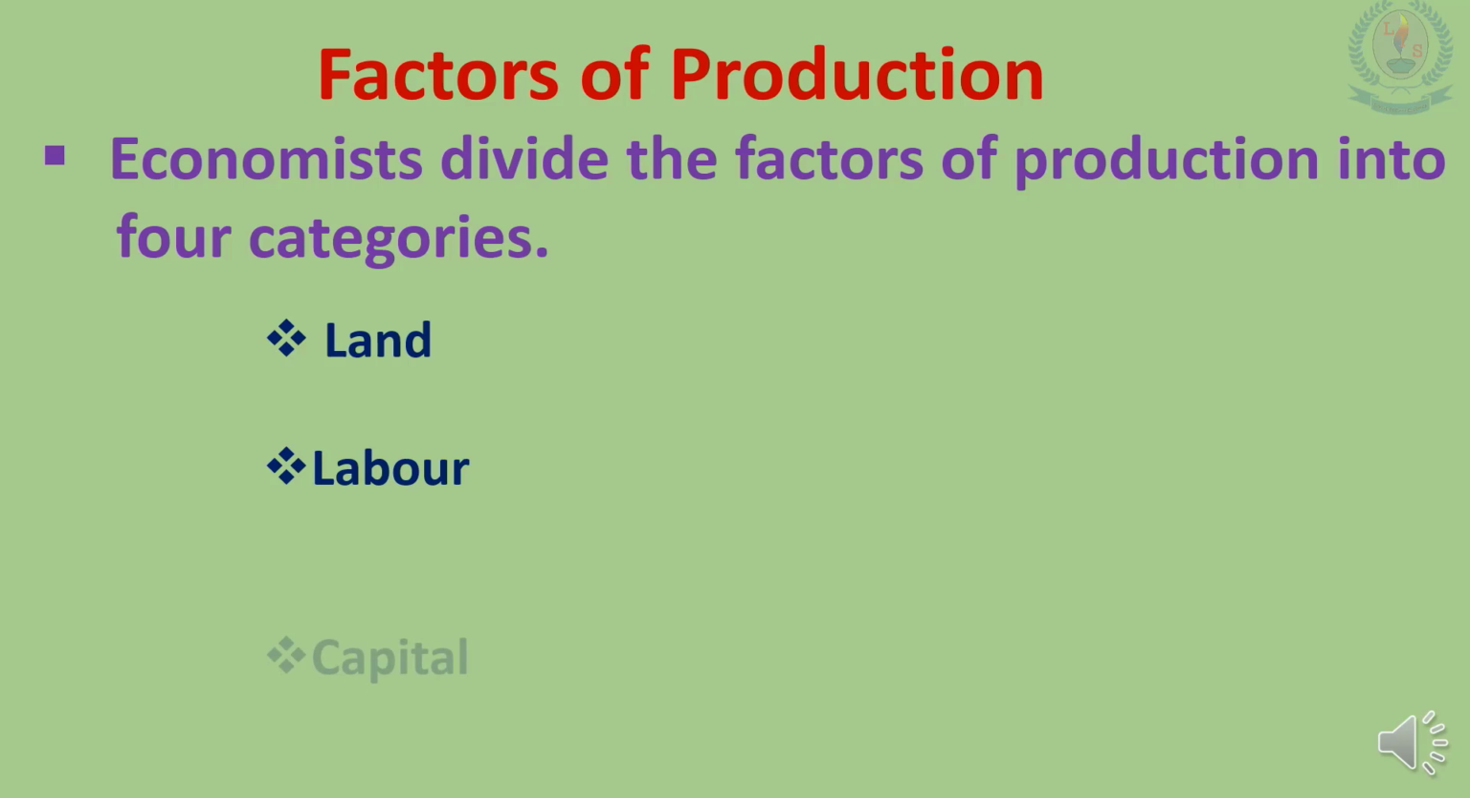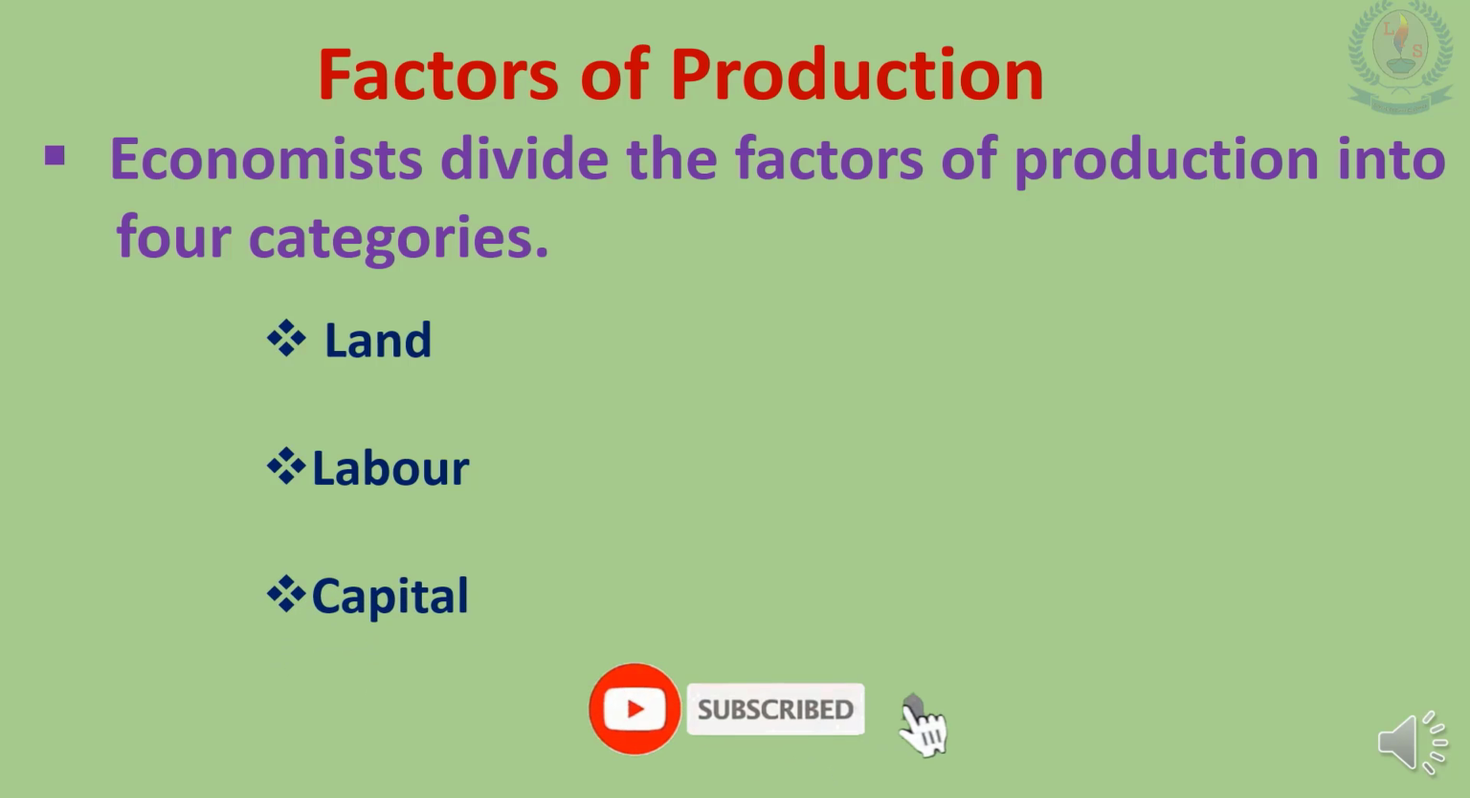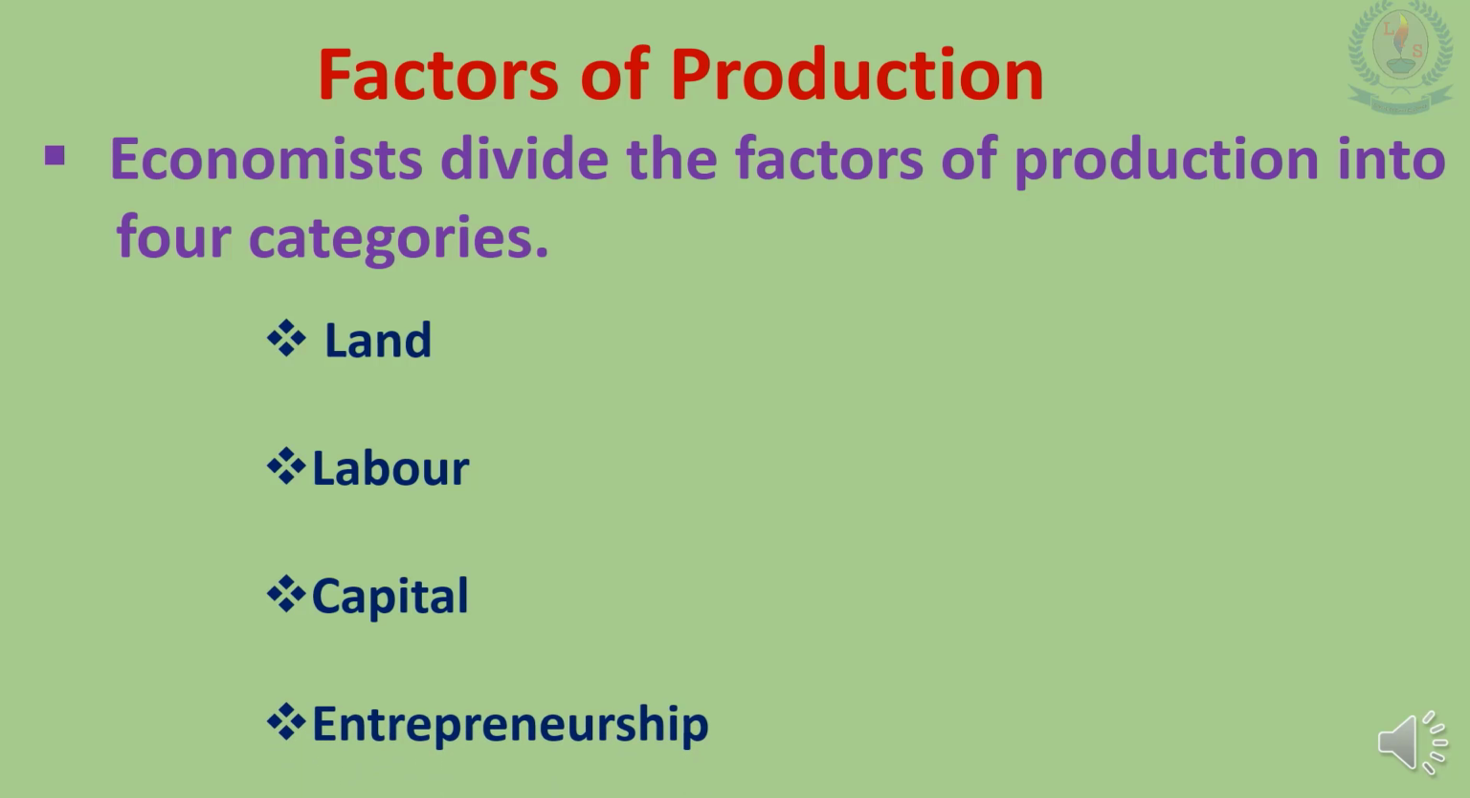The next one is capital. Capital means goods used in the supply of other products. The next one is entrepreneurship. Entrepreneurs organize the factors of production and take risk. So these are the factors of production.